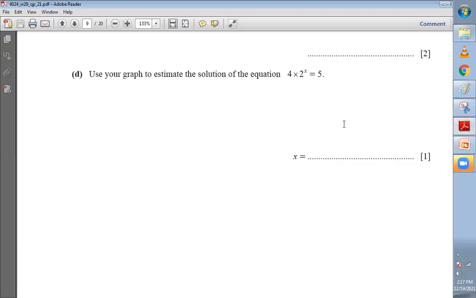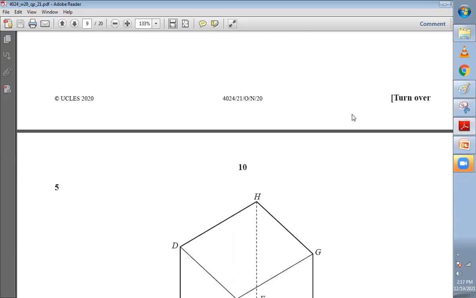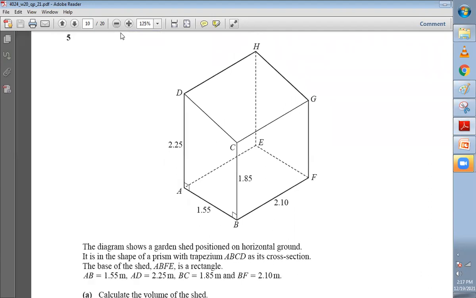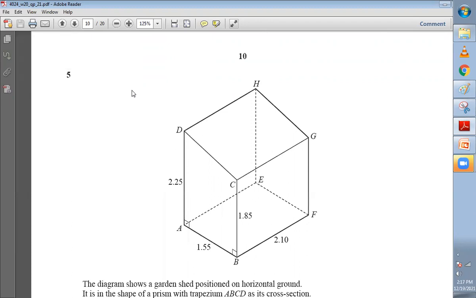Hopefully you understand. So it's a 1-mark question, a very important and a famous question. So here we have a shed, and its roof is a little inclined. This is the floor of the shed. ABFE is the floor of the shed. DCGH is the roof of the shed. So hopefully you understand.